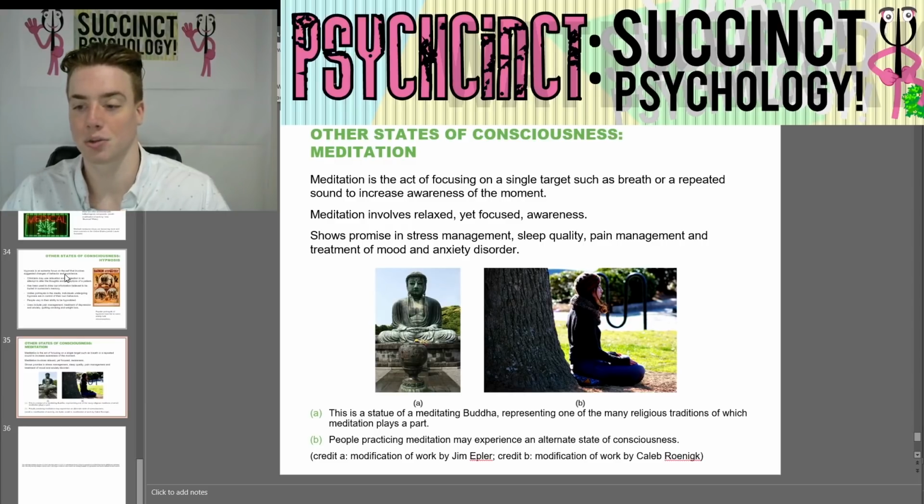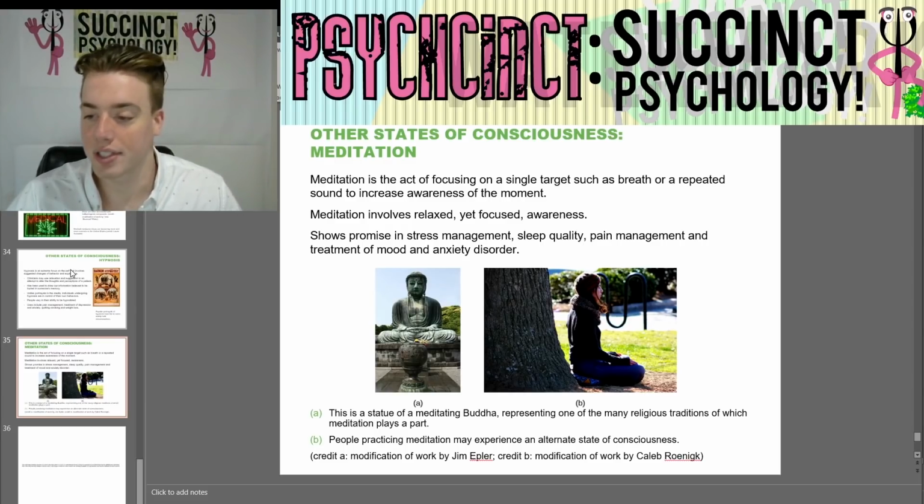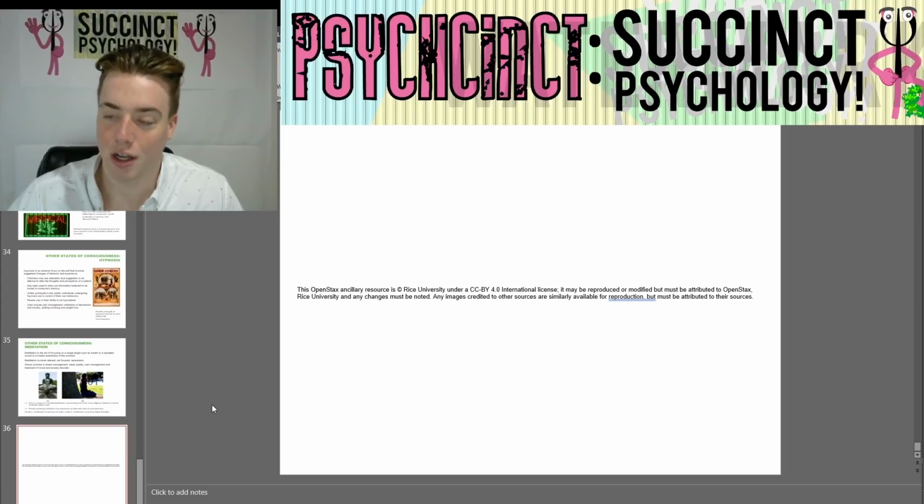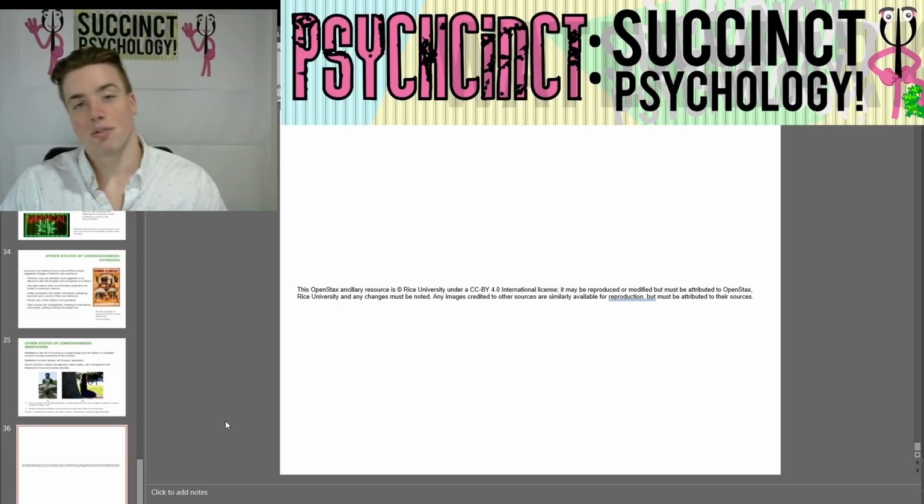So figure A, this is a statue of a meditating Buddha, representing one of the many religious traditions of which meditation plays a part. And then figure B, people practicing meditation may experience an alternate state of consciousness. So these are two other types of states of consciousness that don't involve ingesting drugs. So that was Unit 4.